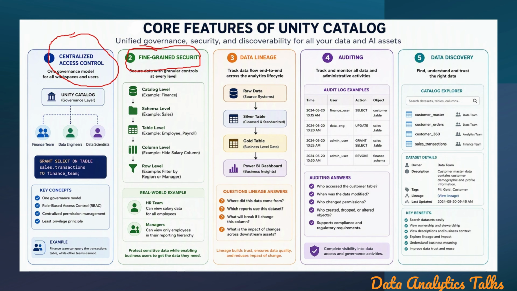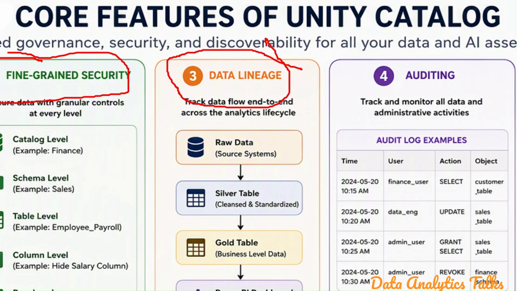Let's move on. What is the third one? The third one is data lineage. I'm not sure you are quite comfortable with data lineage. What is data lineage? Lineage automatically tracks how data flows through the analytics lifecycle. It is tracking data flow end to end across the analytics lifecycle.